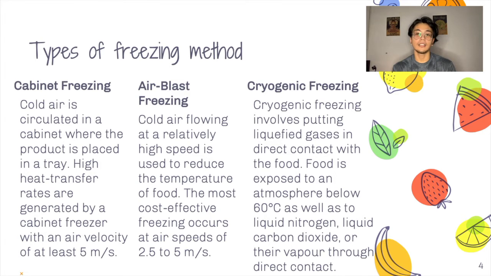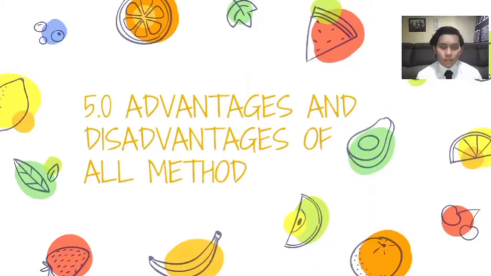Third is cabinet freezing. Cold air is circulated in a cabinet where the product is placed in a tray. High heat transfer rates are generated by a cabinet freezer with an air velocity of at least 5 meters per second. Next, air blast freezing. Cold air flowing at relatively high speed is used to reduce the temperature of food. The most cost-effective freezing occurs at air speeds of 2.5 to 5 meters per second. Lastly, cryogenic freezing. Cryogenic freezing involves putting liquefied gases in direct contact with the food. Food is exposed to an atmosphere below 60 degrees as well as to liquid nitrogen, liquid carbon dioxide, or their vapor through direct contact.